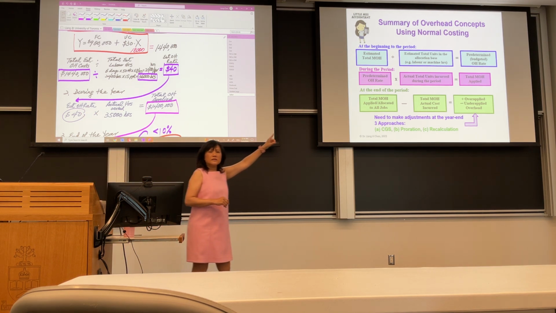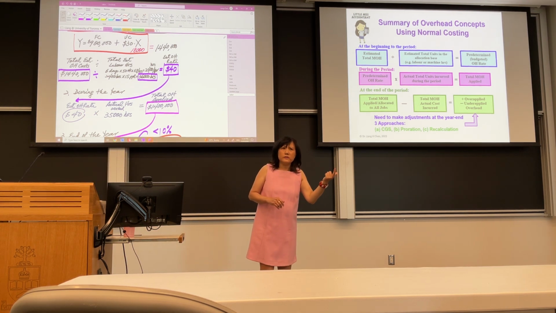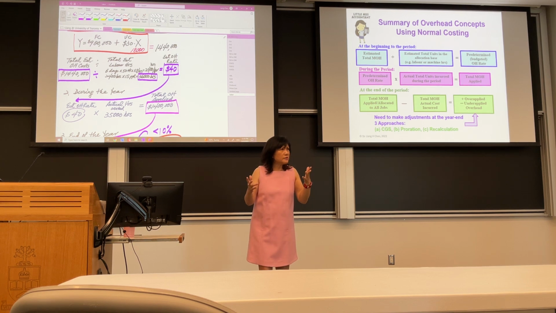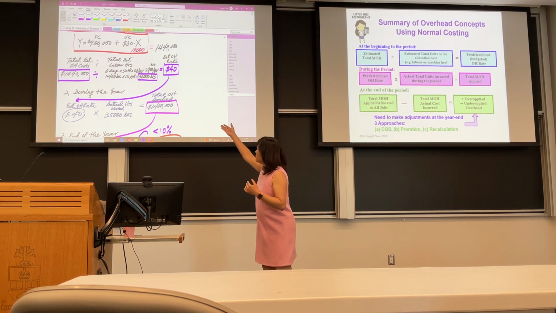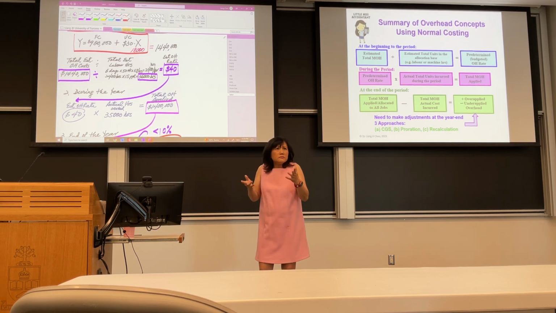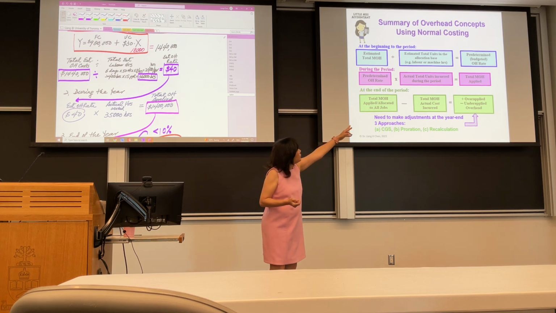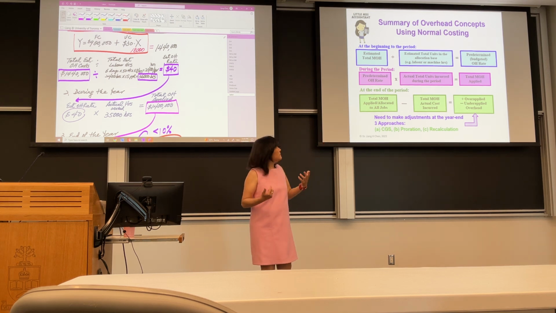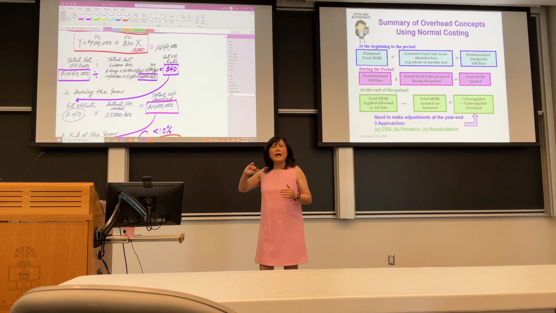What are you going to base it on? Labor or machine? It's up to you, depends on your industry. So I say, okay, I'm going to use the labor hours because it's labor intensive. Then I figure out predetermined or budgeted or estimated. They are all interchangeable. So I figure out $40 an hour.